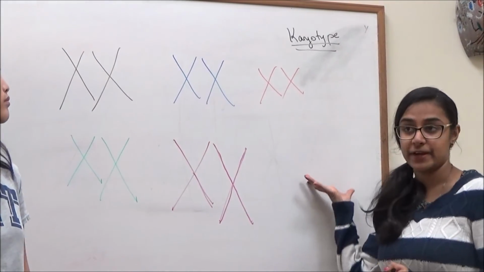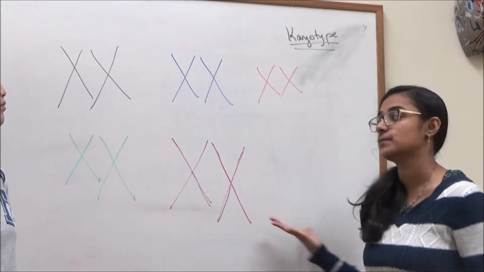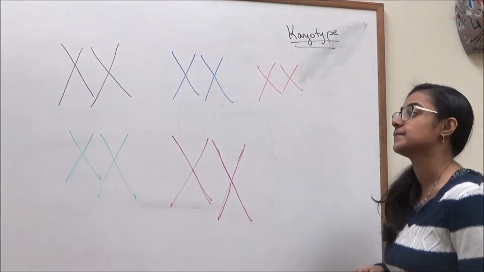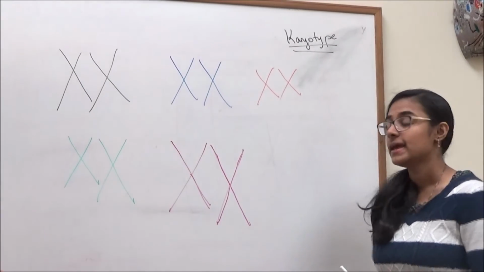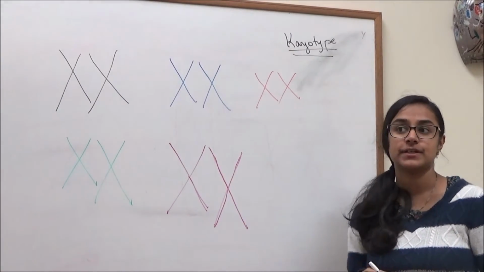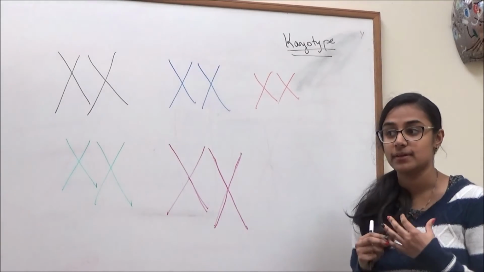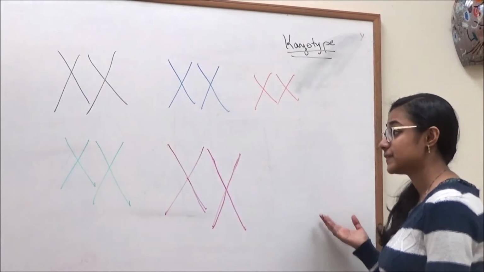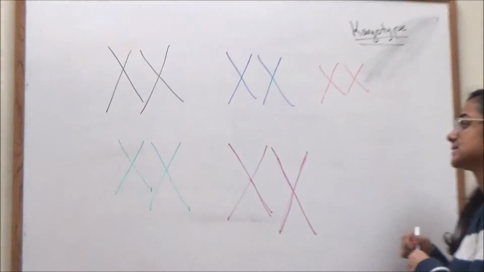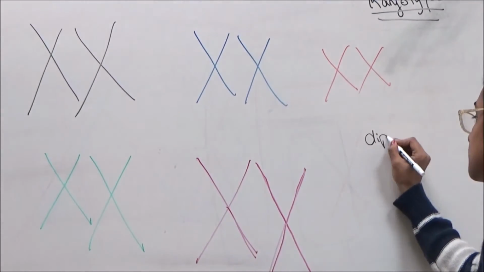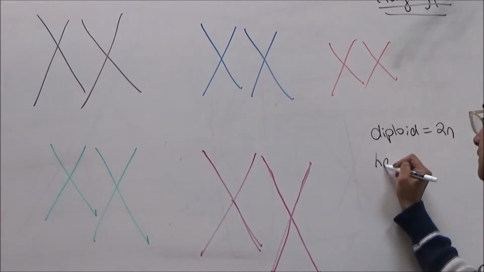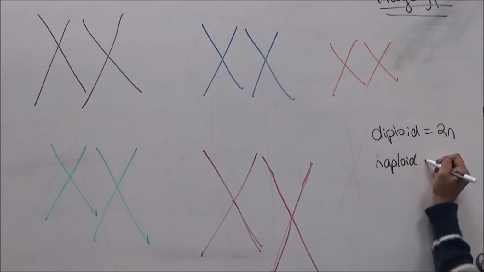So here's an example of a karyotype. A karyotype just represents different chromosomes in an organism. And to start off, we're going to be talking about ploidy number. And ploidy number is basically just the amount of each different type of chromosome in an organism. So for example, this would be a diploid organism because diploid stands for 2N, whereas haploid stands for N.